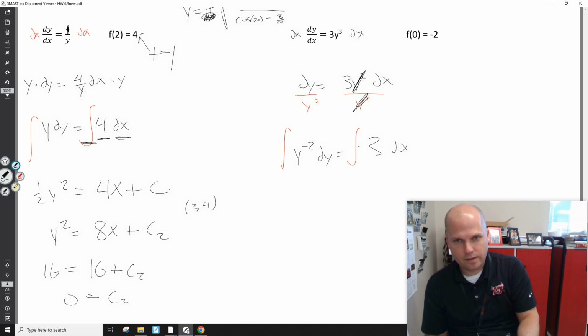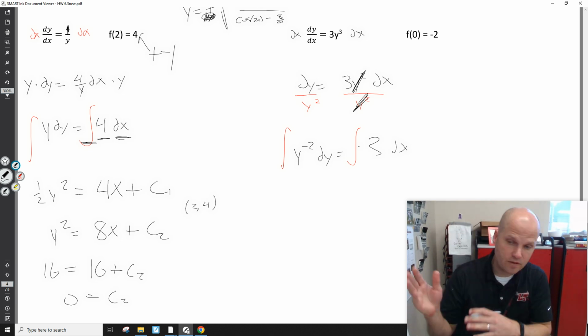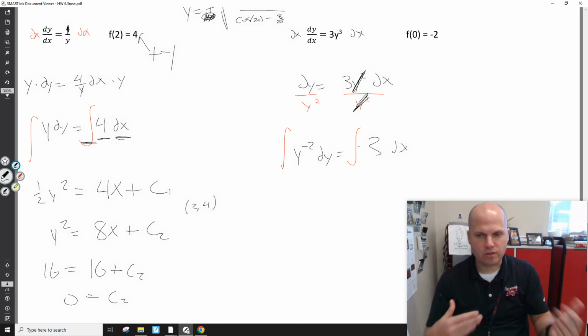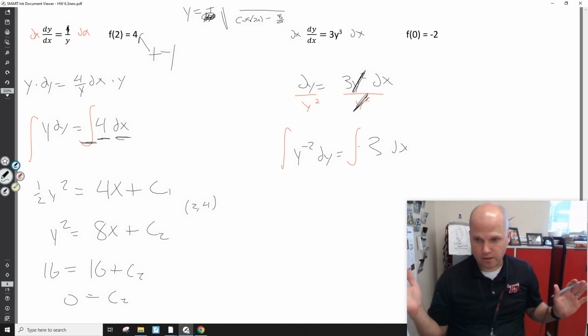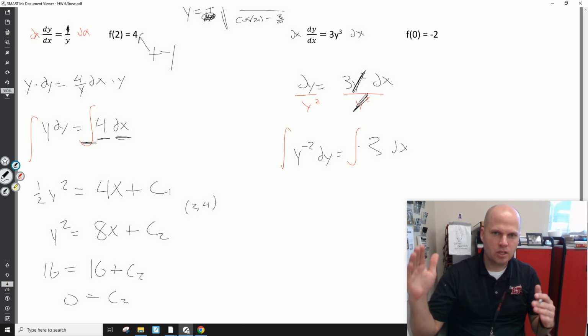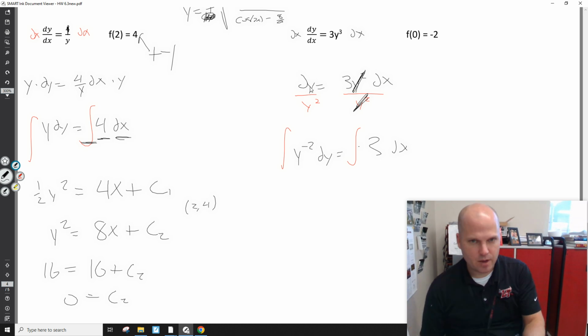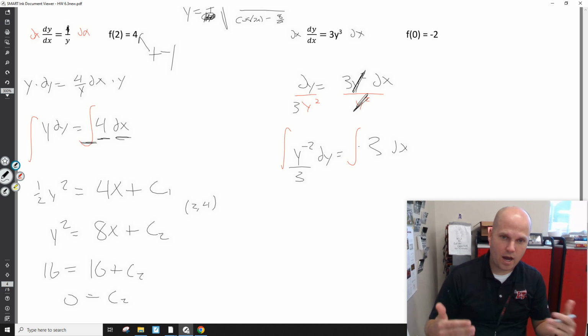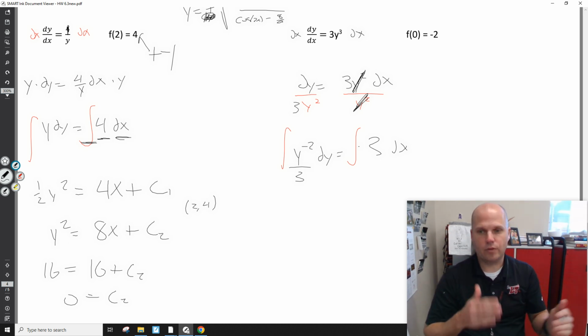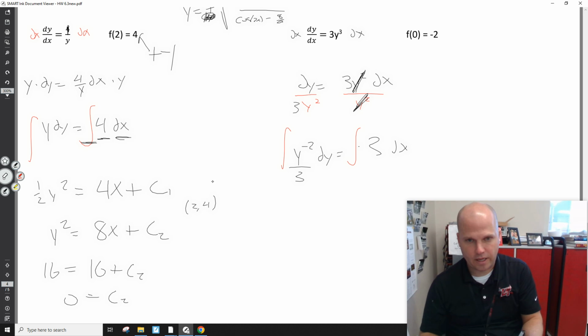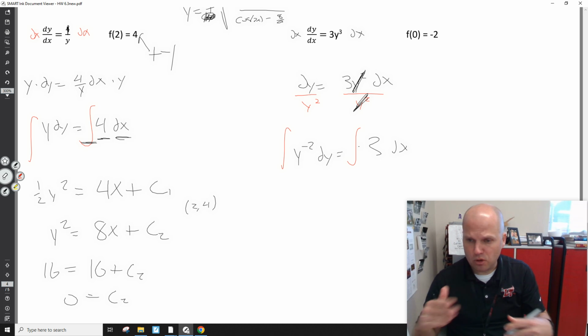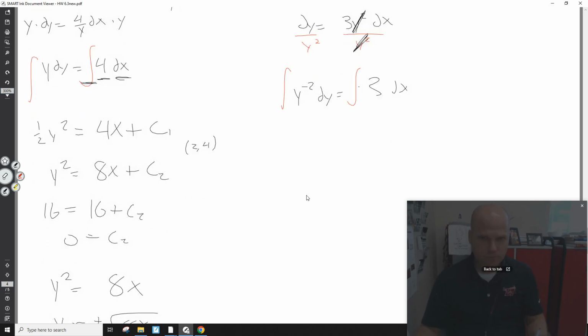The y's are gone. The 3 remains. Don't move the 3. If you do move the 3, you could still get the right answer. You'll end up getting the right answer if you do all the right steps. Just the 3 would end up in the denominator here. And then when you move the y's up, you'll have this y to the negative second over 3, or 1/3 y to the negative second. It'll still work out, but just move the y's. Don't move anything else, okay?